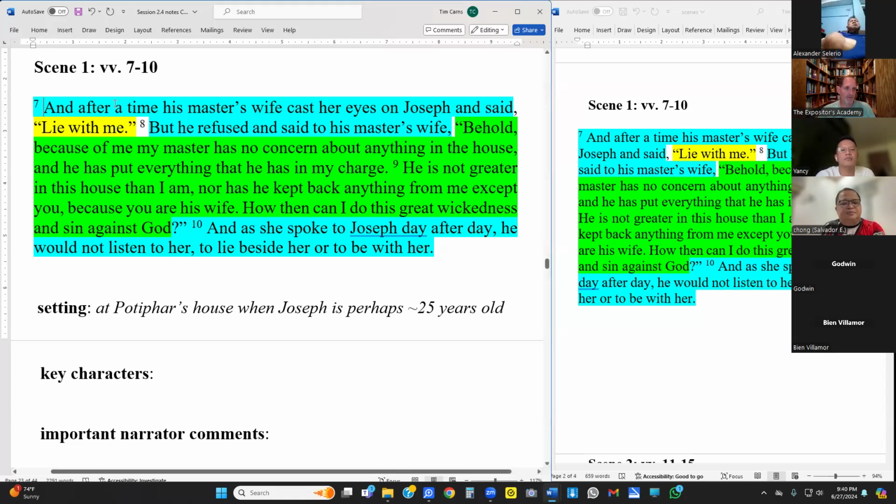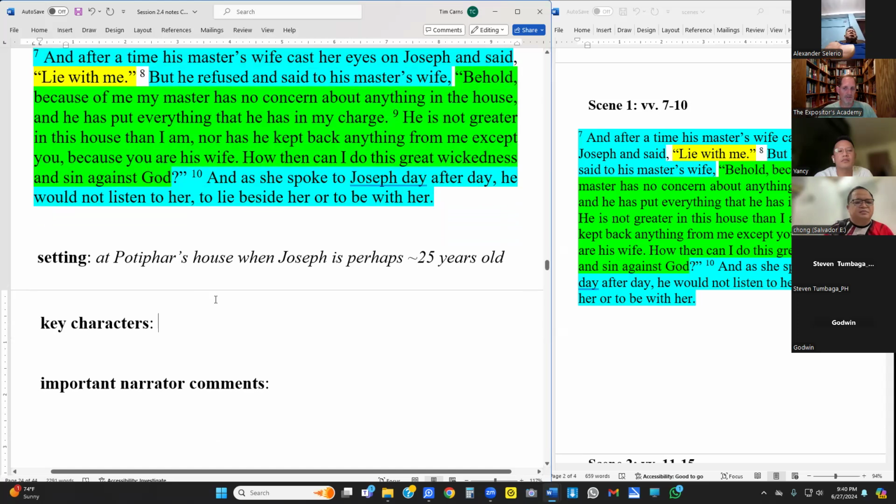Notice verse 7, after a time. Verse 6 had ended, Joseph was a handsome guy. Verse 7, now after a time, so some time has passed. We don't know how long, but it's clear that we're shifting now. The author's shifting from his introduction to some details, events and dialogue that he wants us to pay attention to. And so I think we had identified the scene as verses 7 to 10.